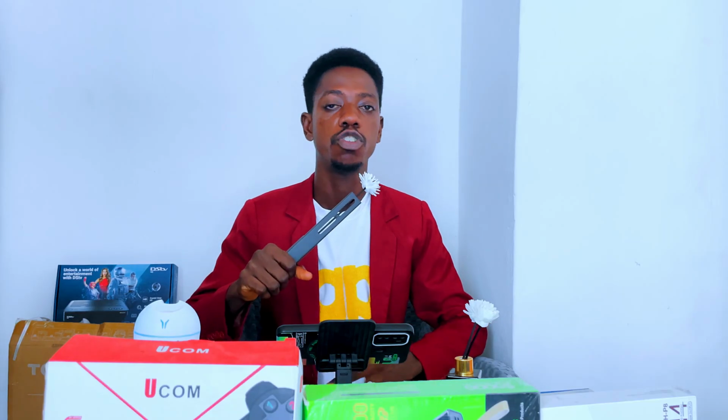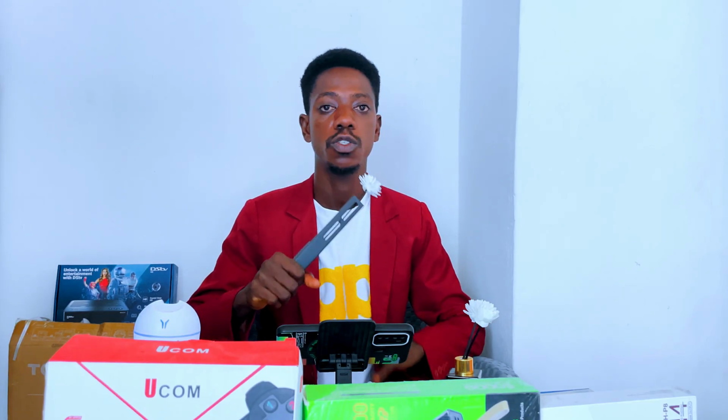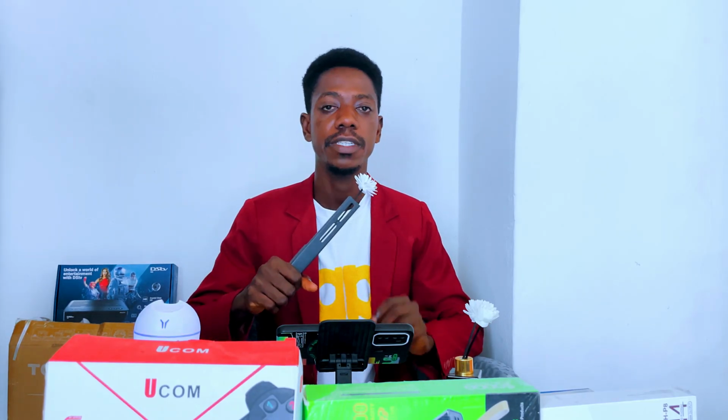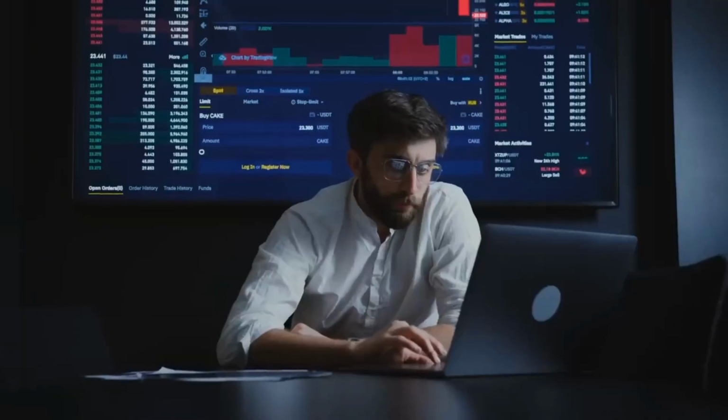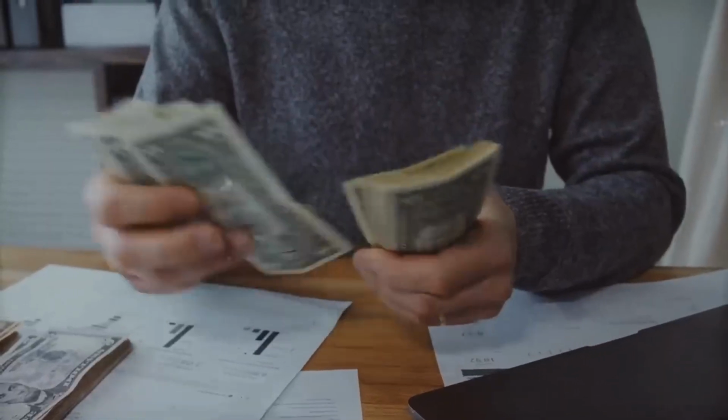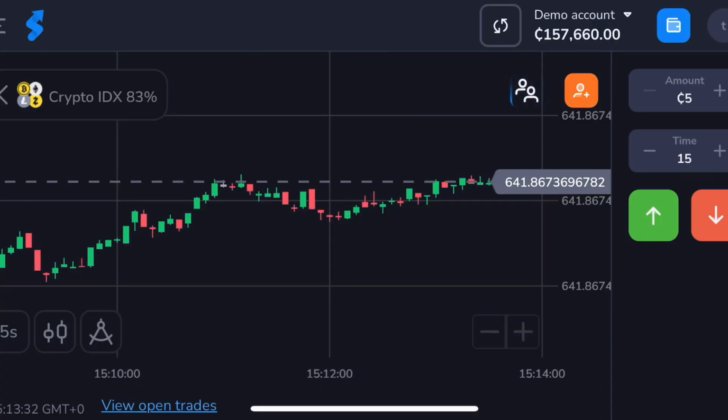Are you looking for a way to make money online in 2026 through your mobile phone? Here comes a powerful trading app that you can use to trade as well as to make money through their affiliate program. I've joined this platform since 2023 and this platform has been working for me.